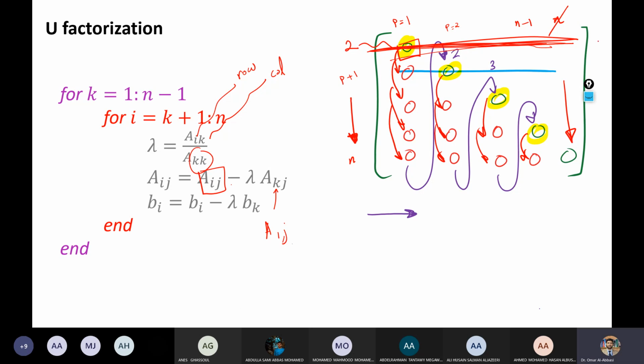And similarly for the B, which we augmented with matrix A. It equals the old one minus lambda multiplied by the pivot. Okay? So that is the factorization. We have done it manually, and this is the scheme for doing it using code. Note that K is a smarter way of reducing the calculation, but we can think about J as the entire row. All right.